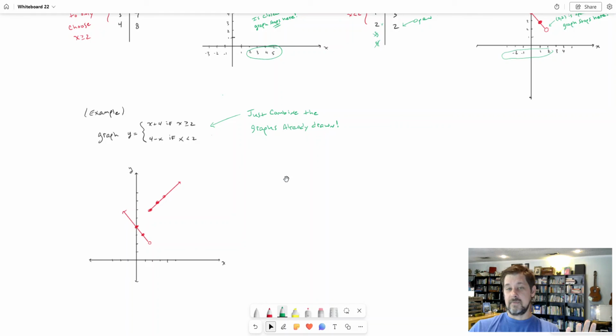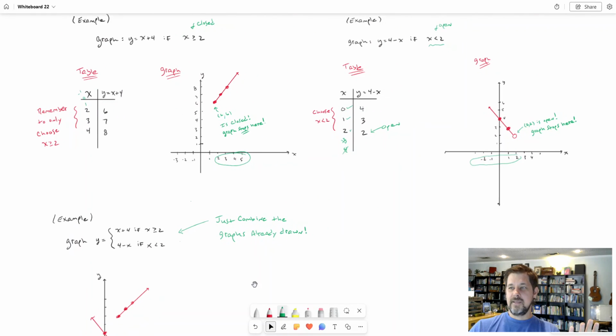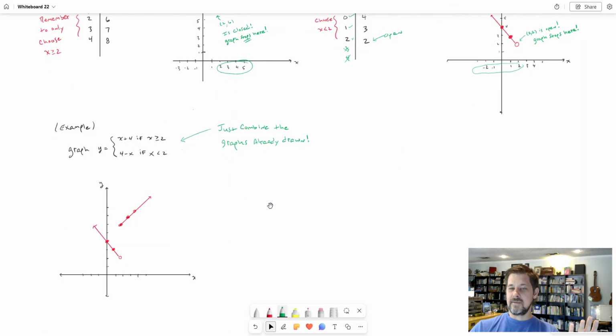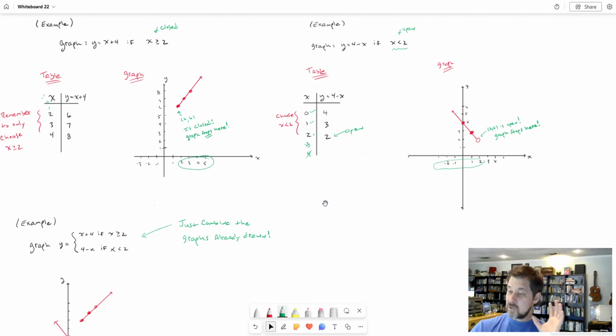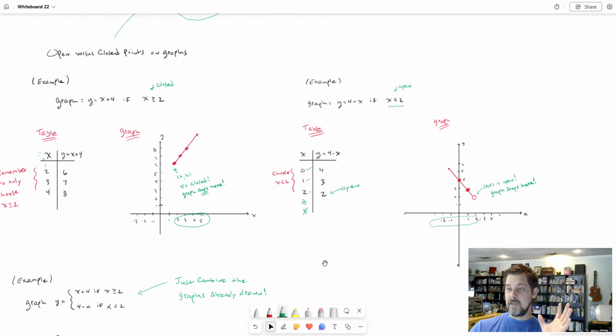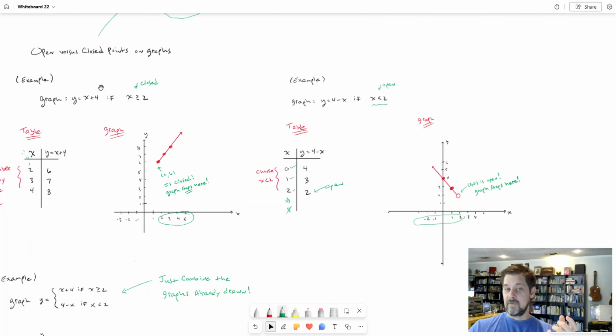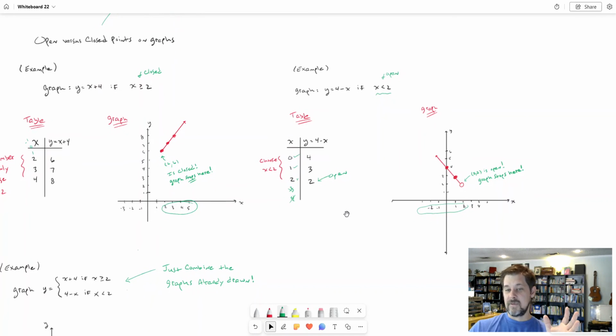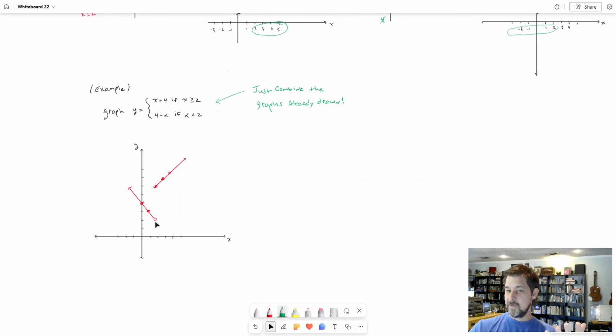Well, I've actually already done it. I have done these individually. I have graphed x plus 4 if x is greater than or equal to 2, and I have already graphed y is 4 minus x if x is less than 2. All this is the combination of these. So if we can agree that this graph is correct for this equation all by itself, and this graph is correct for this equation all by itself, then combining those together would be correct for this one. That's it. That's all there is to it.